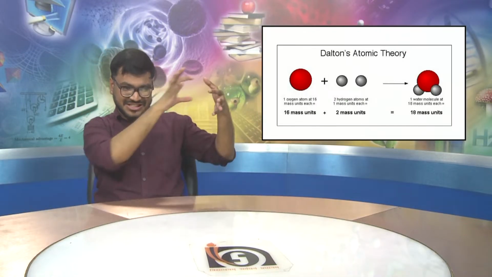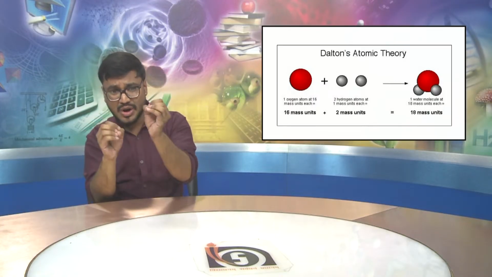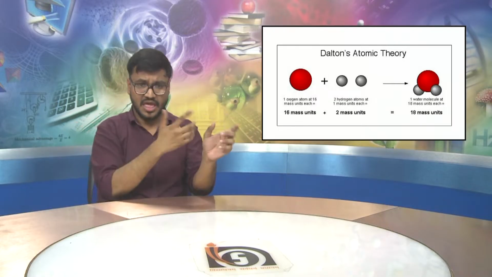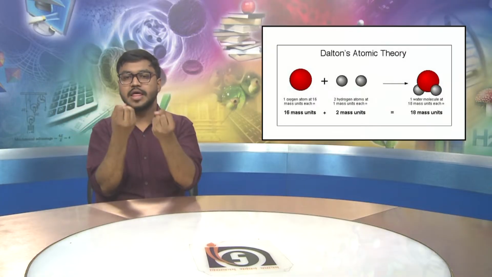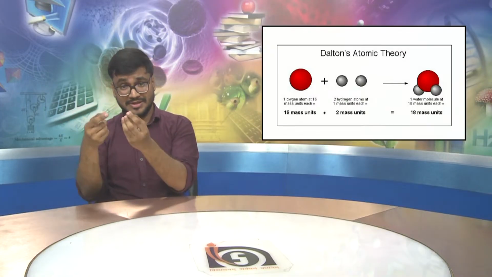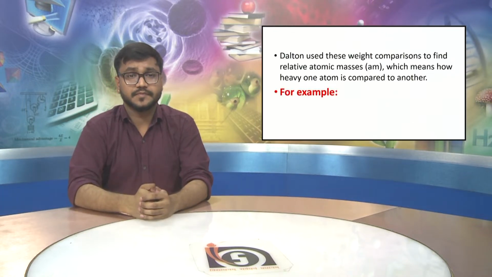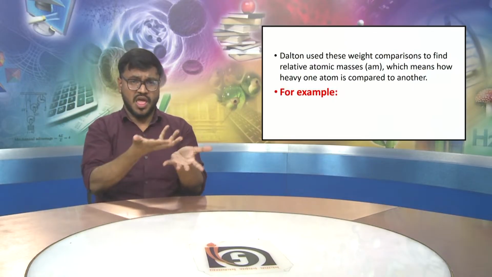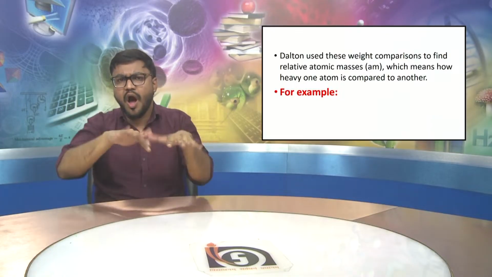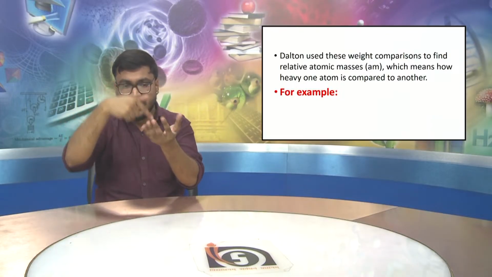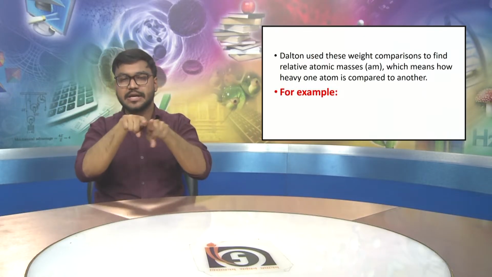There is a picture showing Dalton's atomic theory. One oxygen atom at 16 mass units and two hydrogen atoms at 1 mass unit each, so one water molecule is 18 mass units. Dalton used these weight comparisons to find relative atomic masses, which means how heavy one atom is compared to another.